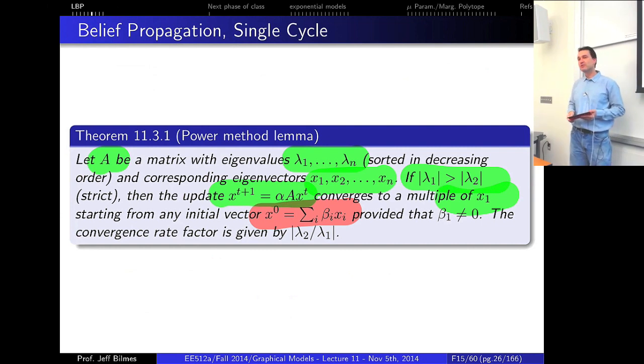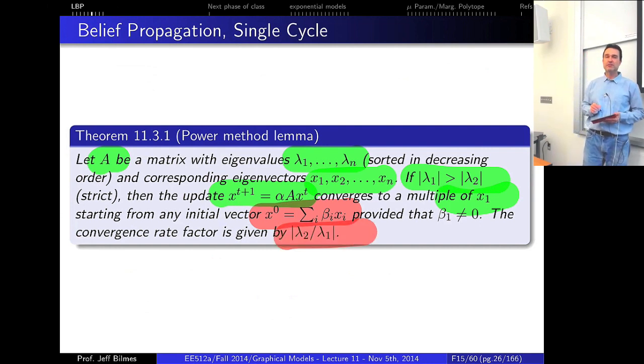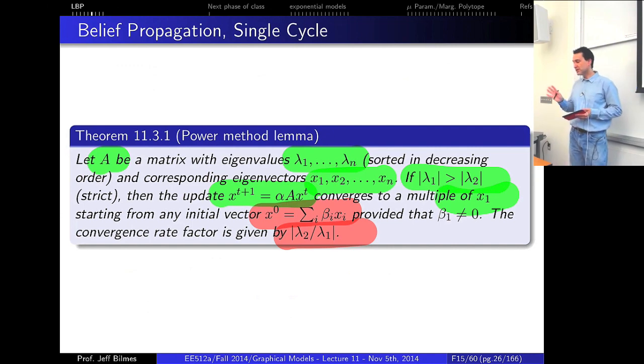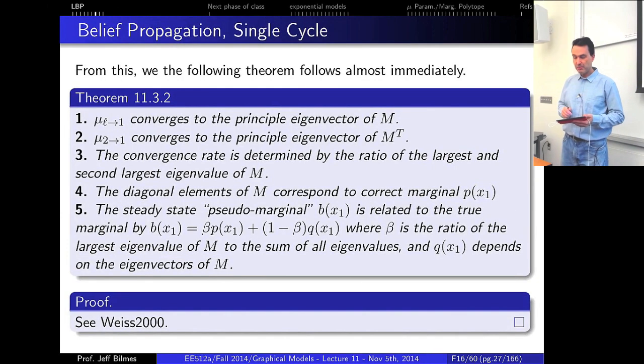And moreover, you've got a convergence rate. How quickly does it converge to that? It's a geometric convergence rate, and it's based on the ratio of the second and the first eigenvalue. Okay. So using this lemma, we immediately get the following theorem, which we're only going to state, not prove. But it should be pretty clear as a consequence of this.